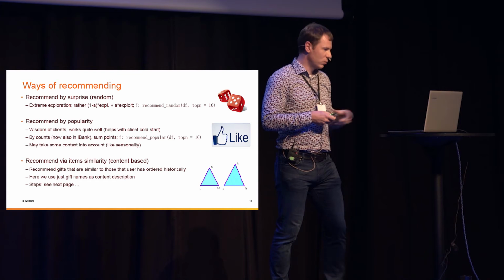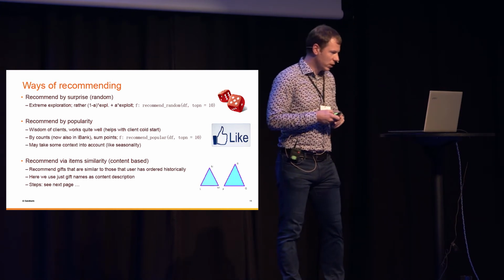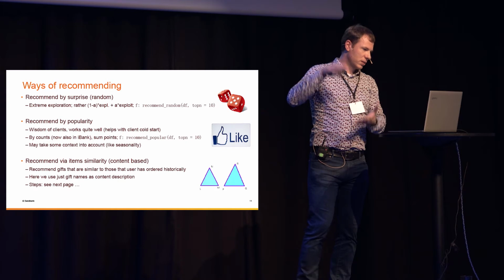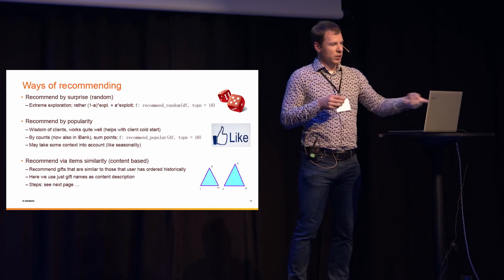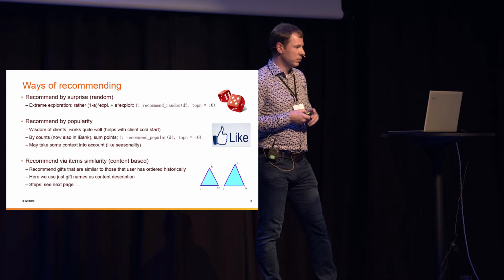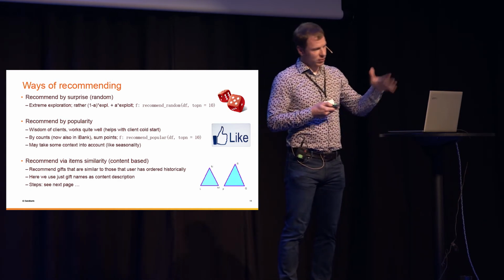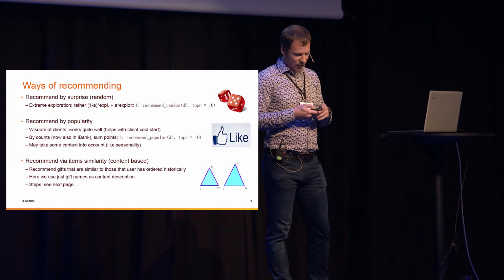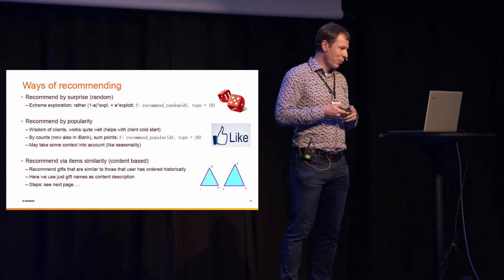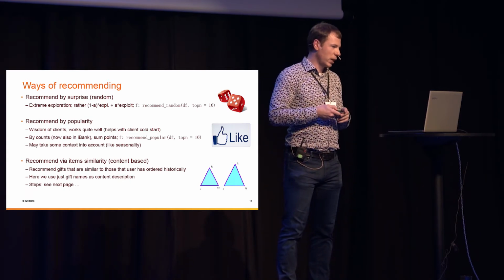And then in my files, I believe I have a Python function which takes in this gifts data frame and spits out the top 10 gifts by random. Now this is probably not what I wanted, and I looked at those results, and it didn't satisfy me. So I went on. You could recommend by popularity.